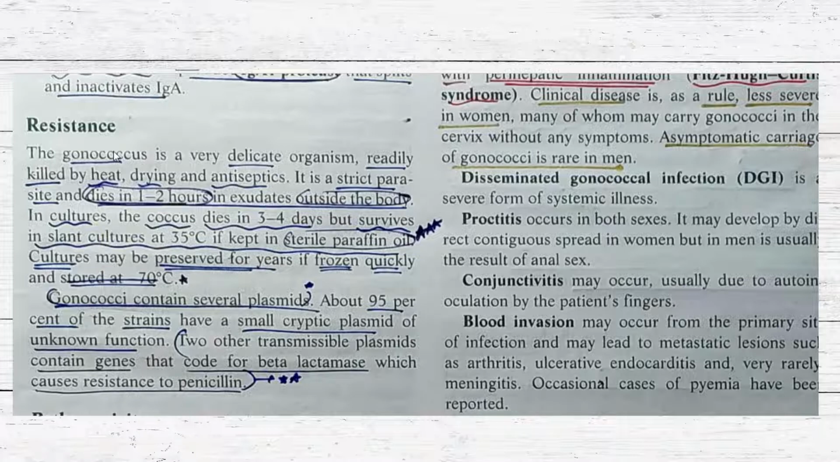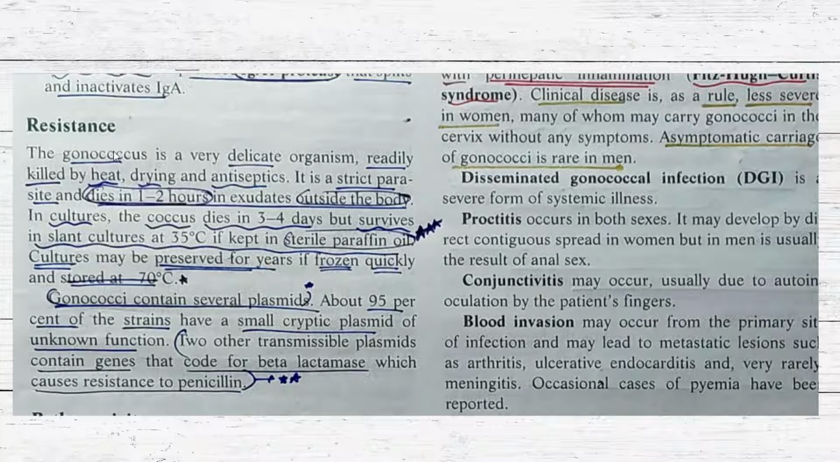You take an exudate outside the body and check it after 1 or 2 hours, and it will be dead. Second thing, you have made a culture. The coccus is going to die in 3 to 4 days. But if you make a slant culture at around 35 degrees Celsius and keep it in sterile paraffin oil, it is going to survive. Now you want to preserve it for years. What will you do?